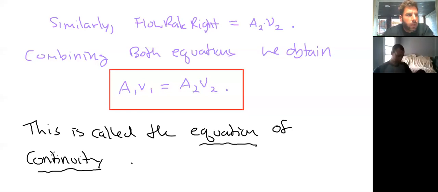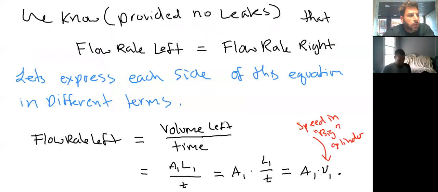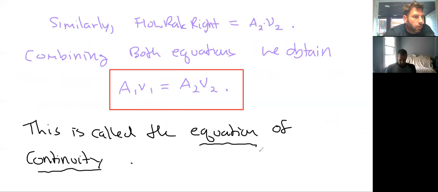So there's two things to take from this. You have this nice relationship called the equation of continuity. But if you go back a page, you also see another nice thing: flow rate is, in fact, directly proportional to speed. So flow rate being equal to cross-sectional area times speed is also very important. So keep that in mind.